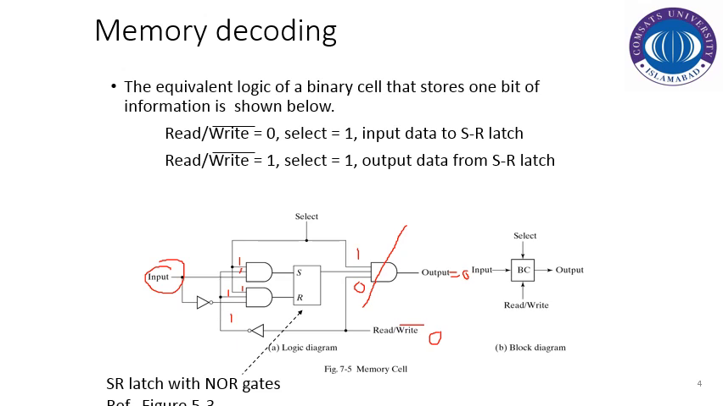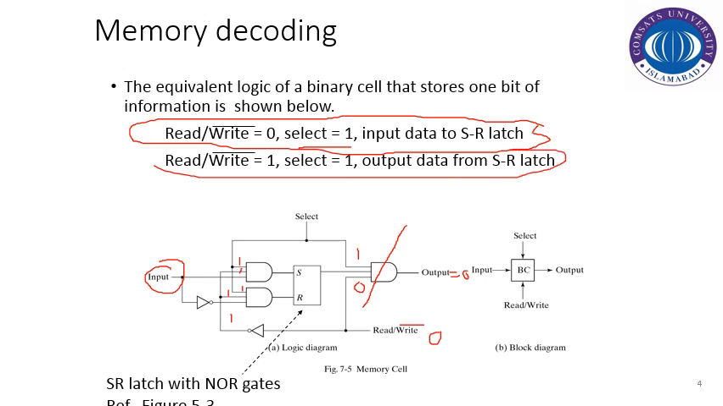So I hope the internal structure and the functionality of the basic cell is clear. First, we have to make the select line equal to 1. If select line equals 1 and read/write bar equals 0, we are storing the data, or performing the write operation to the SR latch, the basic cell. And if we set this value to 1, we are performing the read operation and data comes out from the basic cell.